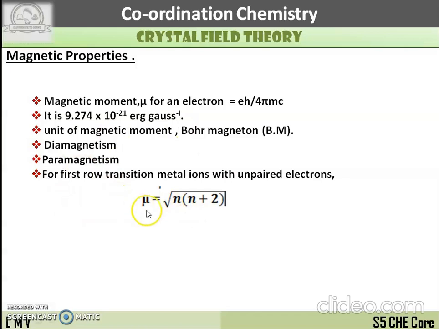So here we are given an equation: mu is equal to root of n into n plus 2. This is applicable to first row transition metal ions with unpaired electrons. The number of unpaired electrons is denoted using n. That is, for any paramagnetic substance, we can calculate the magnetic moment mu using this equation for first row transition metal ions, where n denotes the number of unpaired electrons. So that much is clear for you. Now we will see how this is calculated.